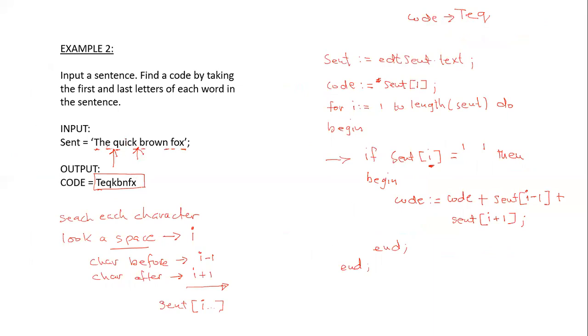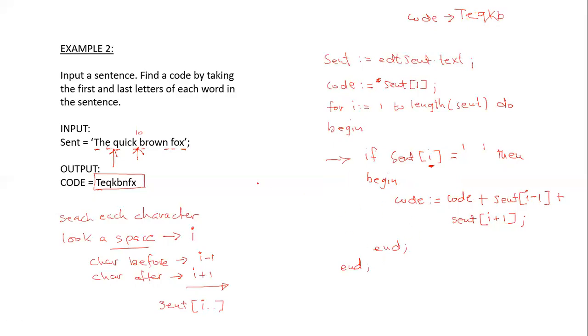The condition is going to be true again when it finds a space at that position I, 3, 4, 5, 6, 7, 8, 9, 10, when I is 10, in which case it's going to take the current code, which is currently TEQ, it's going to add the character at I minus 1, which is now the K. So it's going to add a K to it, and then it adds the character at position I plus 1, which is the B.